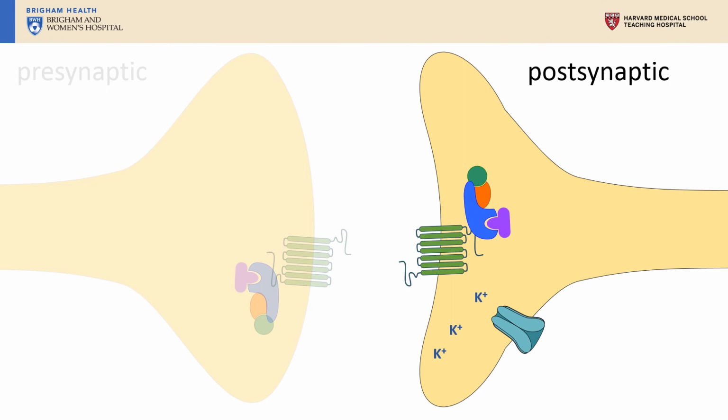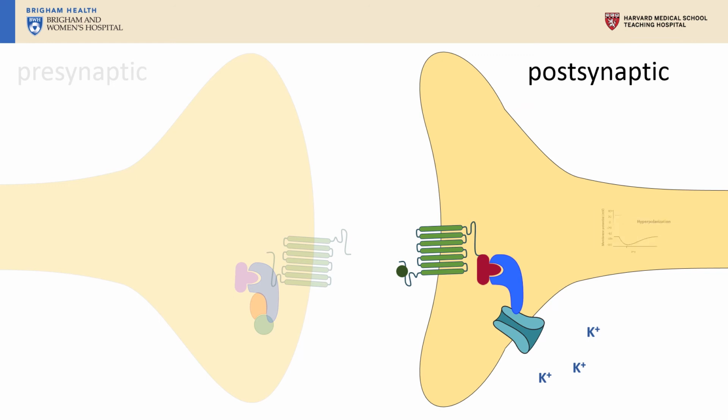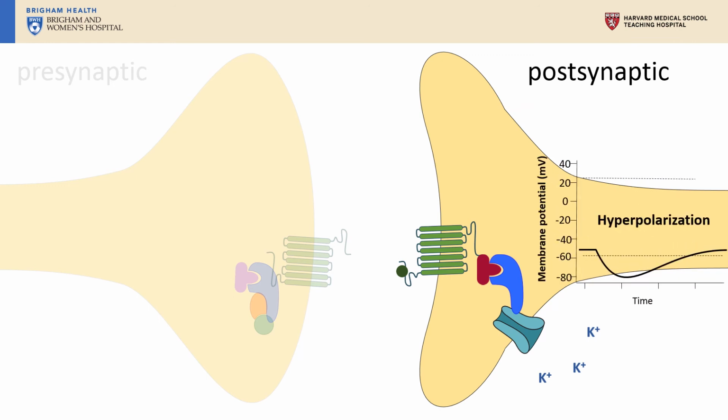On the postsynaptic side, when an opioid binds to its receptor, the G protein becomes active and interacts with specific ion channels to enhance potassium efflux from the cell. This reduction of positive charge in the cell results in hyperpolarization, and thus the nerve cannot conduct an action potential and nociceptive input is stopped.